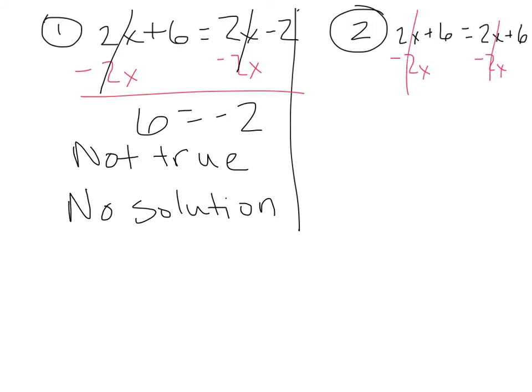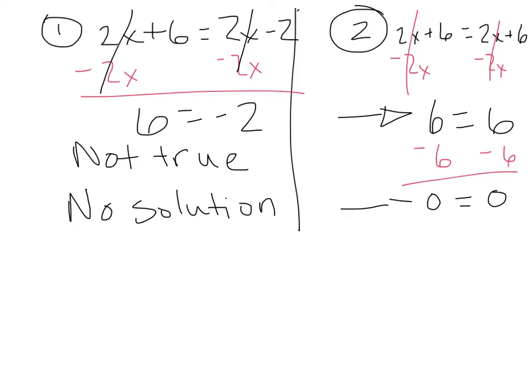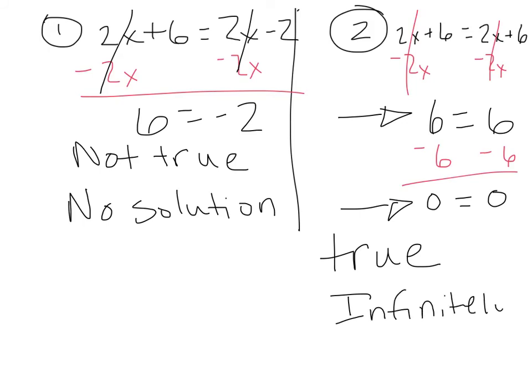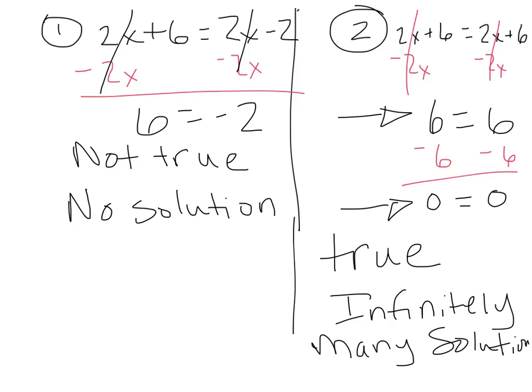Okay? Whereas number 2, again, I would subtract the 2x from both sides. They cancel out. And I'm going to be left with 6 equals 6. And some people like to subtract the 6's. You're going to end up with 0 equals 0. So either this line or this line, both are true. When they are true, it means there are infinitely many solutions. Okay? Which means I could have plugged in anything up on the top for x, and I'm going to get a true solution.